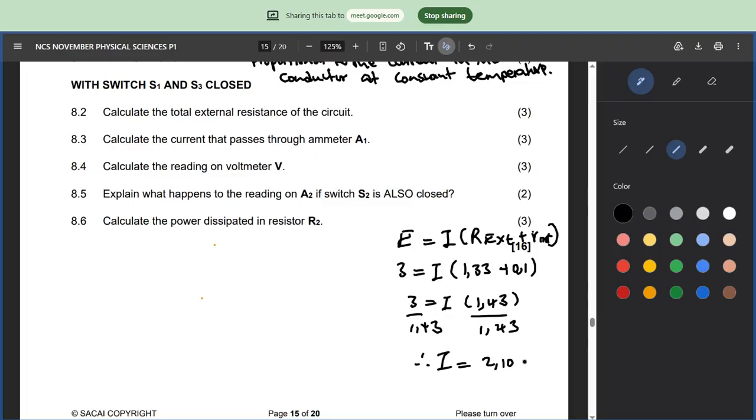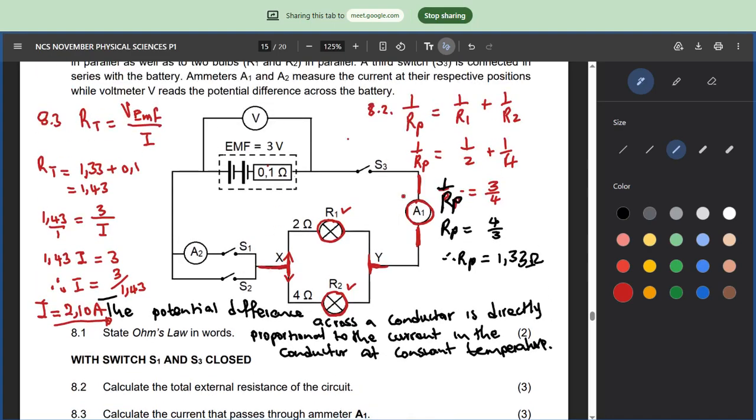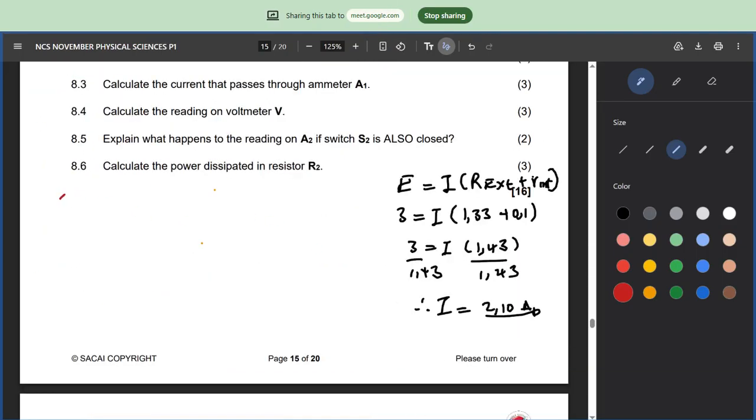I prefer the first one, but both is a simple stuff. Okay, perfect. Right. Calculate the reading on V. The reading on V. So when they say the reading on V, this is the reading that they're looking for, the total voltage. And we can use Ohm's law for that. I think this one is an easy question.